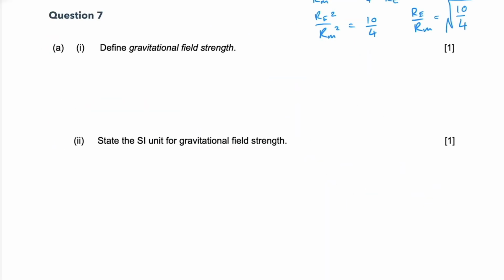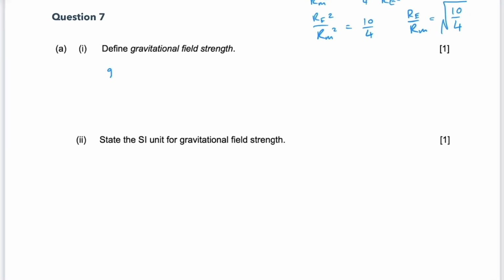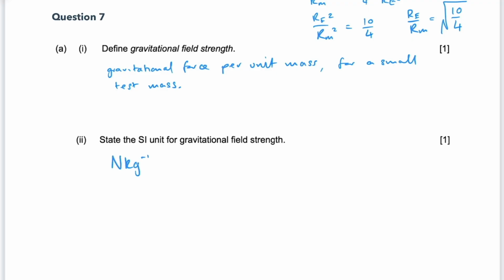Question 7. Define gravitational field strength. That's a nice easy mark. Gravitational field strength is the gravitational force per unit mass for a small test mass. And what that test mass means is it doesn't have a gravitational field strength of its own, or it has a negligible gravitational field strength. A2. State the SI unit for gravitational field strength. The SI unit is newtons per kilogram.